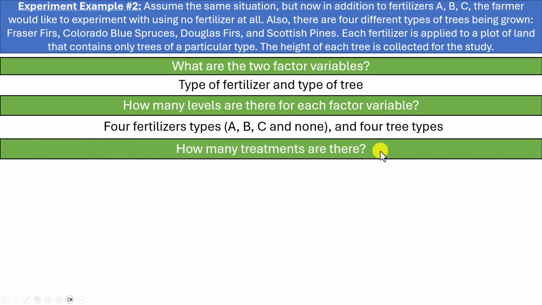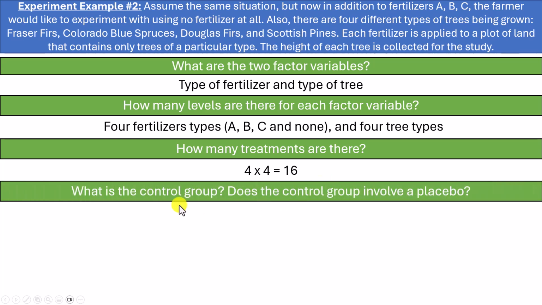So how many treatments are there going to be? Well, remember that treatments are the number of ways you can basically mix and match all of the factor variables. And you can find this by taking the number of levels there are for each factor variable and multiplying them together. So in this case, that's going to be 4 times 4. 4 fertilizer types times the 4 tree types, which is 16.